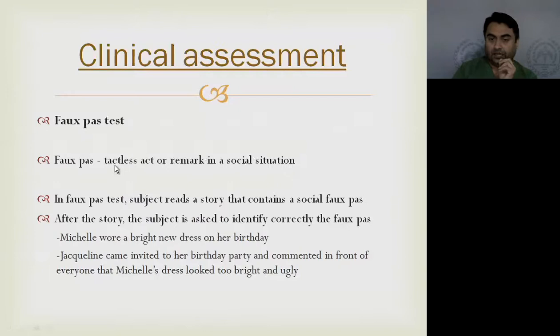Now, how do you clinically assess? There are a few tests to do it. One of the classical tests used is the faux pas test. What is a faux pas? It is a tactless act or remark in a social circumstance. When you're applying the test, you give a story to the patient or the subject where they read or listen to a story, and then you ask them, what is the faux pas in this?